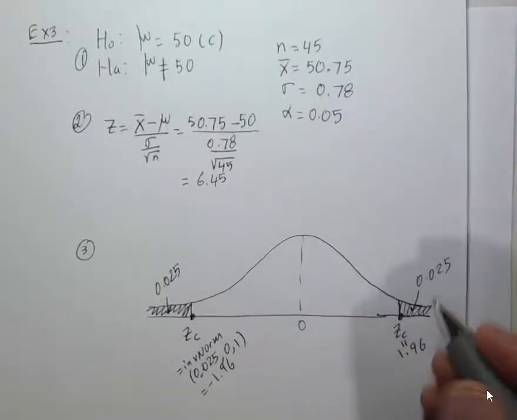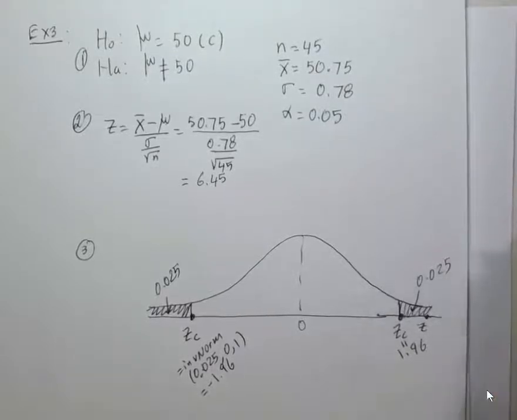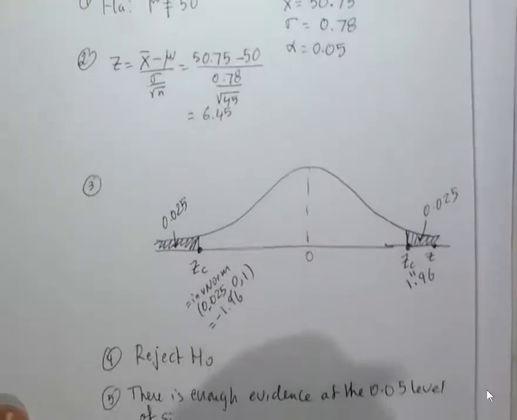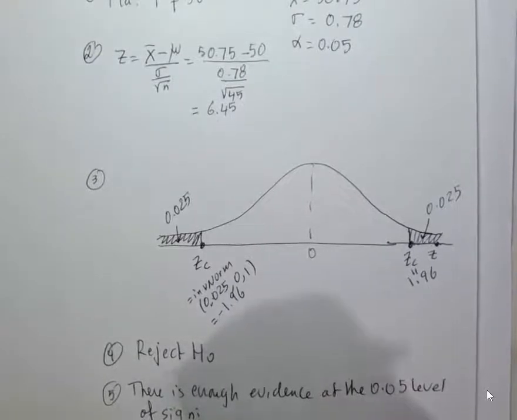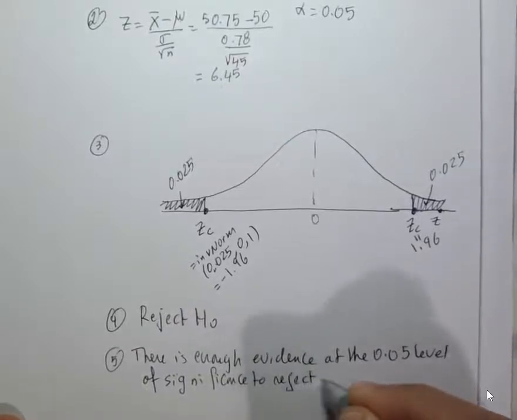Well, you guys, you agree with me that the 6.45 should be way toward the right, so right here. And then what do you end up doing? I didn't intend to reject H0 every time, but it turned out that we end up rejecting H0. So reject H0. But the claim is in H0. If you reject H0 and the claim is in H0, you end up rejecting the claim. So you say there is enough evidence at the 0.05 level of significance to reject the claim.